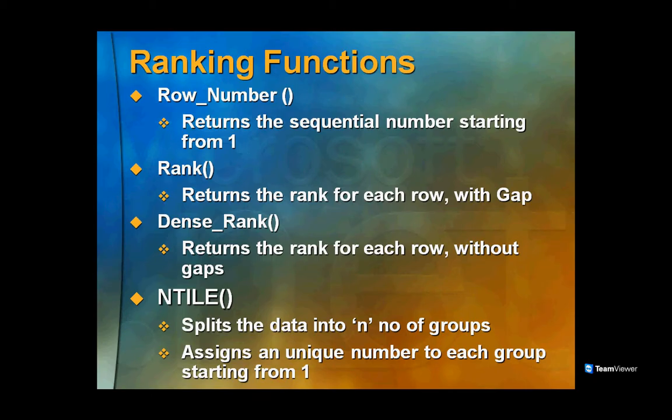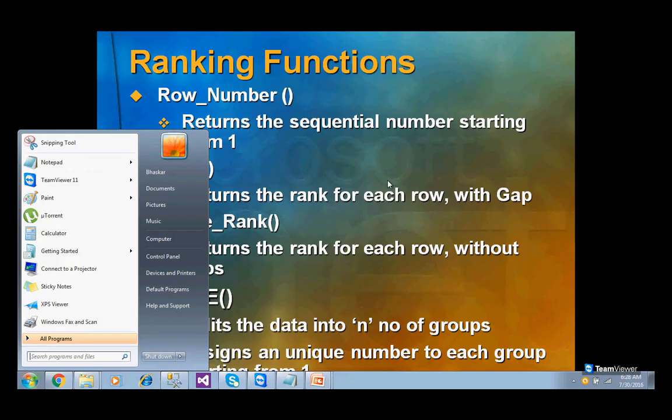RANK returns the rank for each row with gaps, and DENSE_RANK returns the rank for each row without gaps. NTILE splits the data into n number of groups and assigns a unique number to each group starting from 1. Let us understand immediately what each function is going to do.